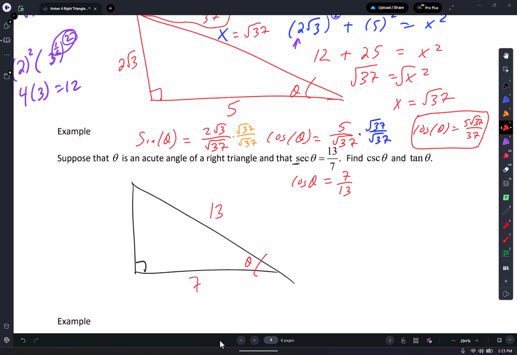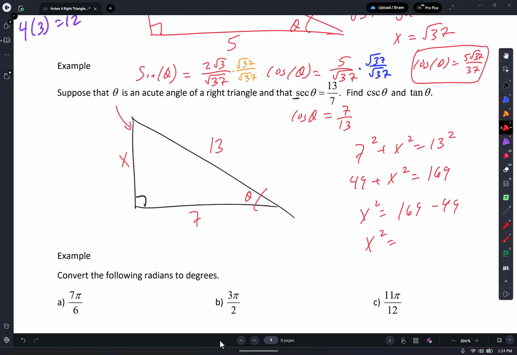Does everyone know why I wrote the 7 where it is and the 13 where it is? Okay. I need to figure out what this leg is right here. So I'm going to call that x. So I'm going to go 7 squared plus x squared equals 13 squared. So we're going to go 49 plus x squared equals 169. I want to say it's 169. Yes. And then I'm going to go x squared equals 169 minus 49. Let's see, 170 minus 50, 120. Yeah. And now I'm going to take a square root.